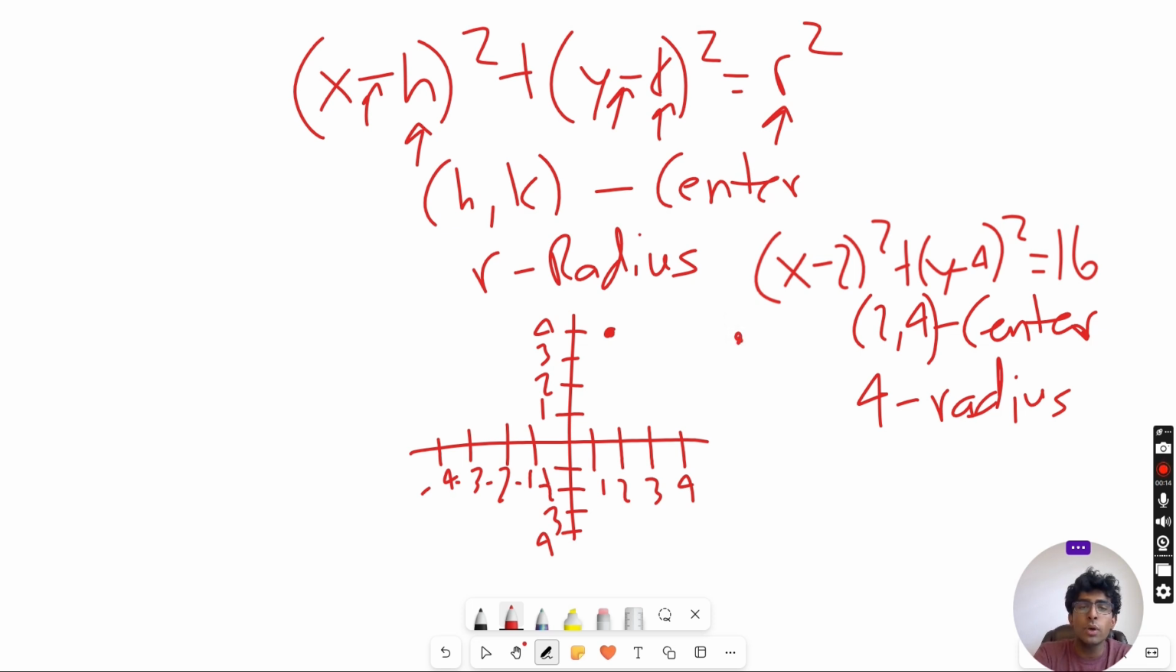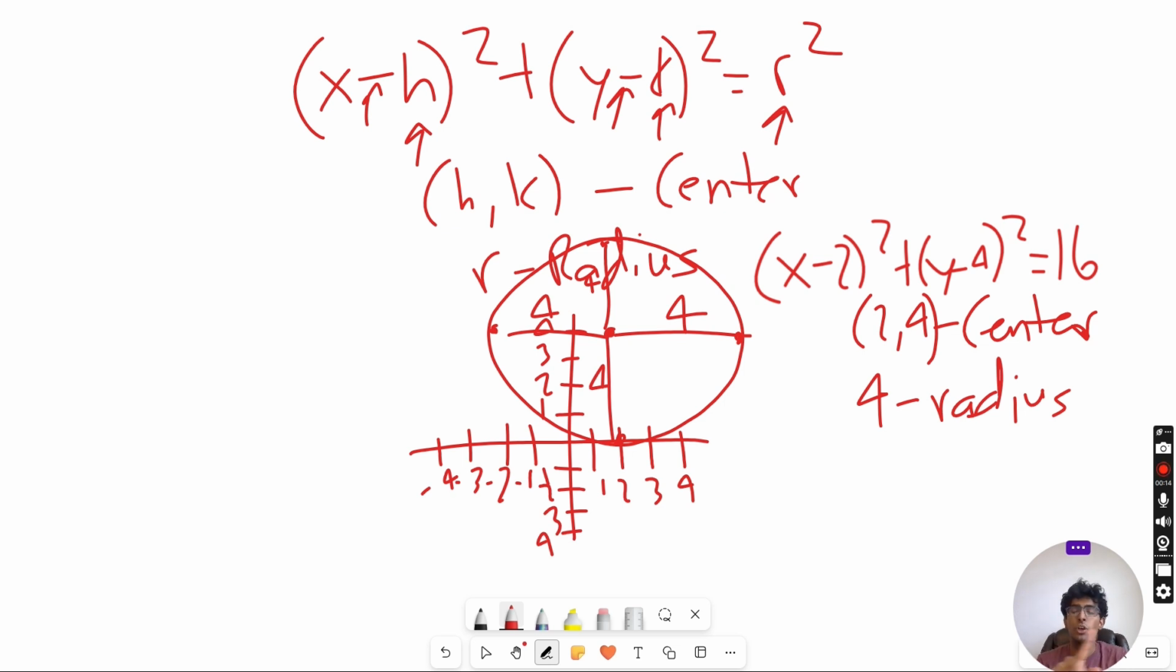We're going to go to the left 4, which would be here. We'd go up 4, which would be here. And we would go down 4, which would be here. So this here is approximately our circle. And this would be our radius. See how it's 4 in every single direction, which makes sense. That's what a radius should be. So that would be your circle.